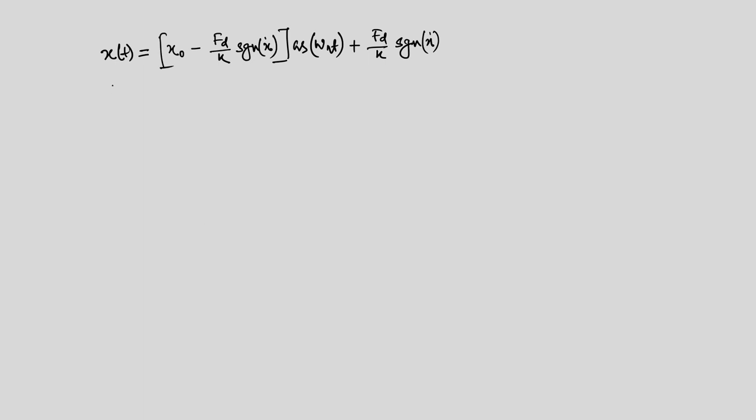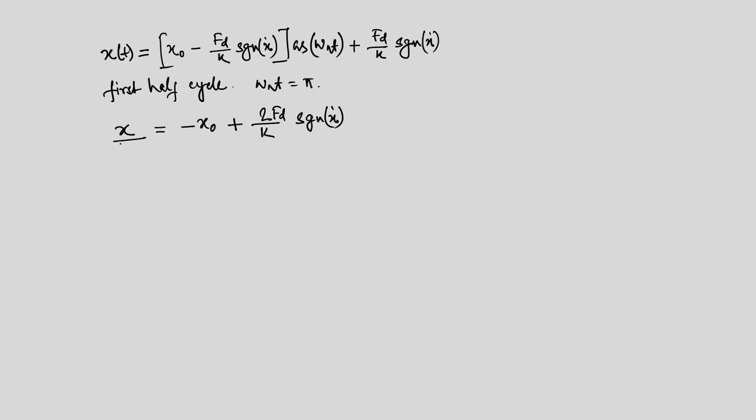So, if we consider the first half cycle, obviously, in this case omega n t is equal to pi, and then you can easily conclude what will be x. It will be minus x naught plus twice f d by k signum x naught. So that means if you look at this displacement, it is actually reduced by how much? By 2 times f d by k.